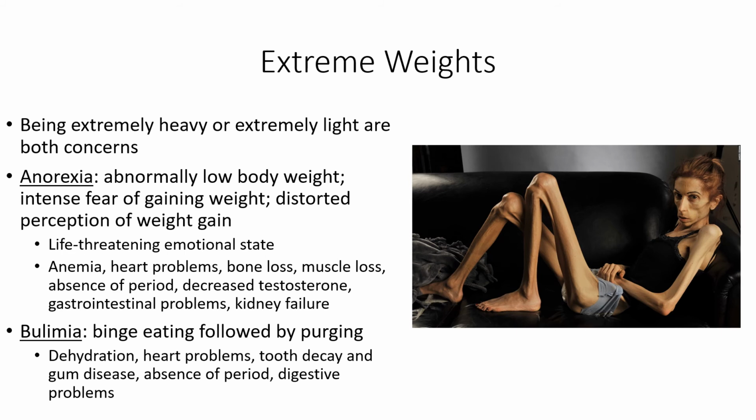What can happen as a result of anorexia is anemia. So remember, that is not enough oxygen and red blood cells going through the bloodstream. It can cause heart problems, bone loss, such as like bone density, if you will, not necessarily that you start missing a femur, muscle loss, absence of a period in females, decreased testosterone in males, gastrointestinal problems, and possibly kidney failure. So a bevy of problems can occur due to anorexia.